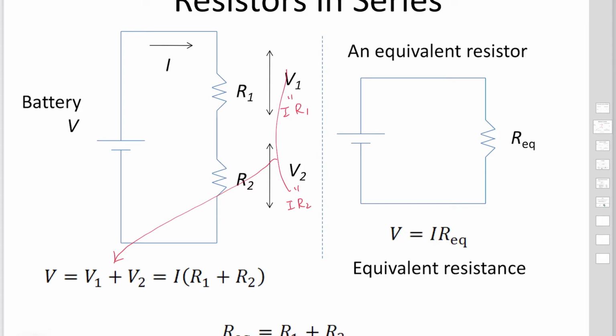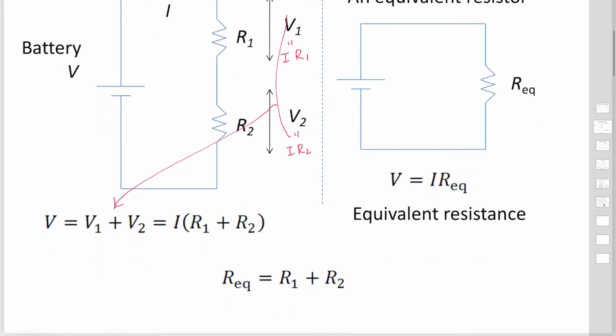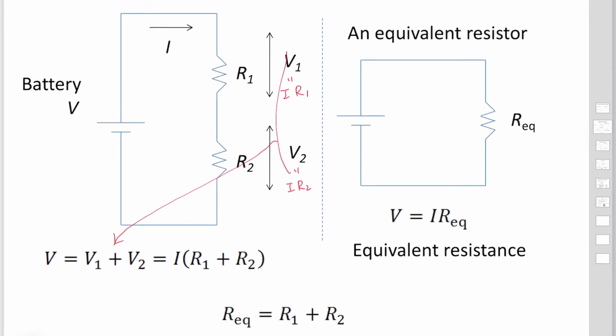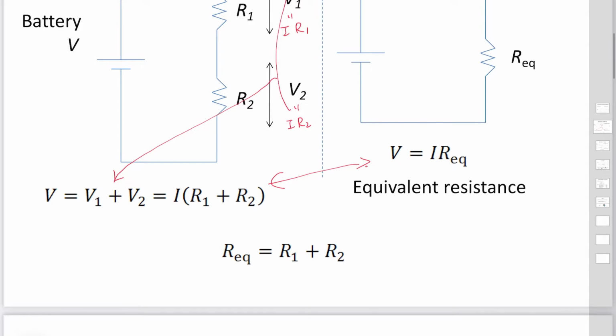V equals V sub 1 plus V sub 2, which is equal to I times R sub 1 plus R sub 2. So we could consider the equivalent resistor, where V equals I times R sub equivalent. So R sub equivalent, you could compare with these two. R sub equivalent is equal to the sum of R sub 1 plus R sub 2. This is the case of the series connections.